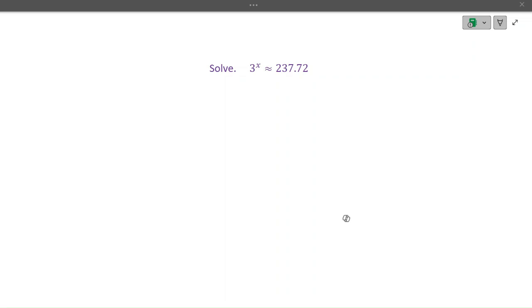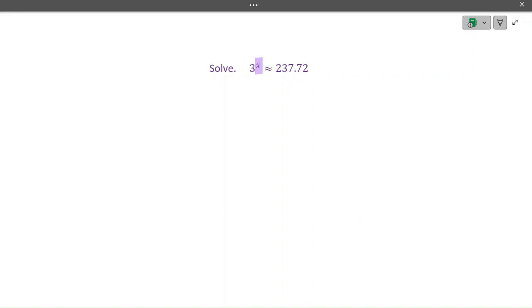Our first equation is 3 to the power of x is approximately equal to 237.72. The first thing I notice is that our variable x is an exponent. That tells me right away that I am going to need to use logarithms to solve this equation because exponential functions and logarithmic functions are inverses of one another, and I'm trying to find an unknown exponent.